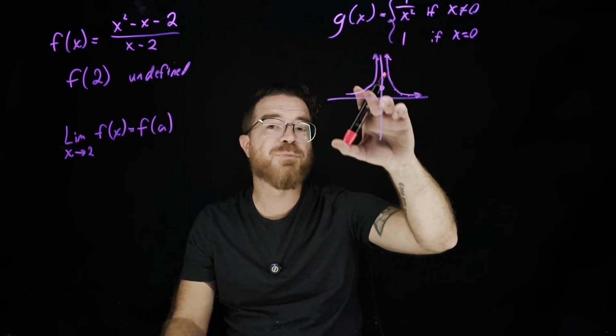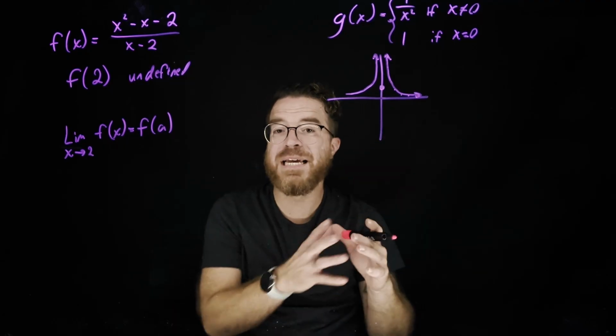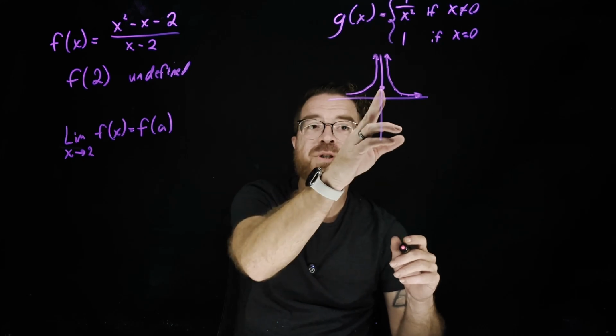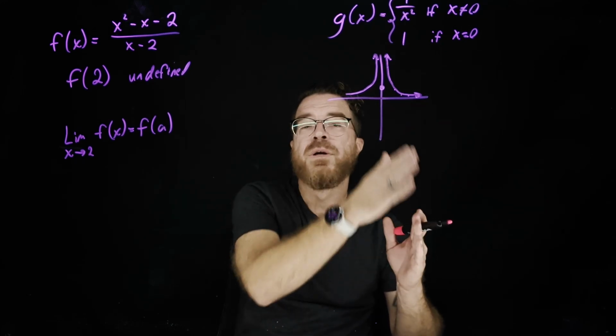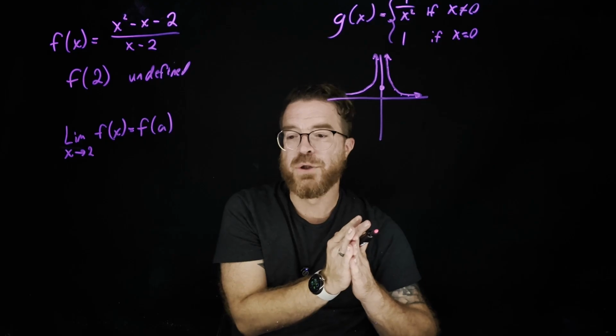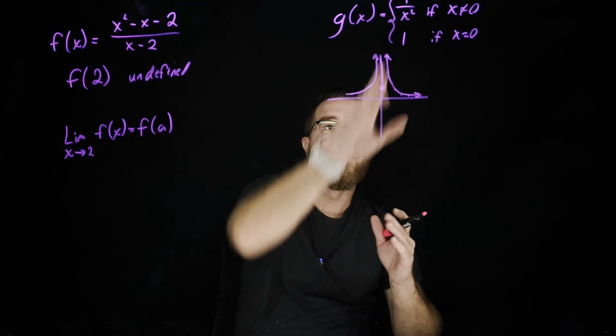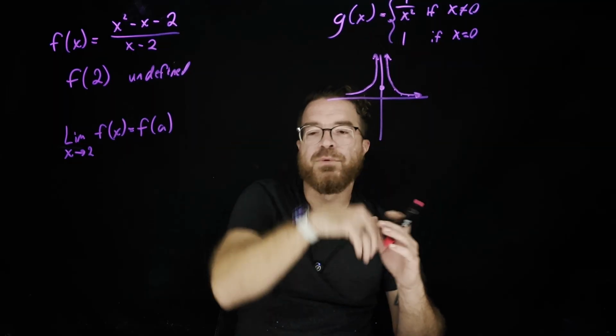We do have the point, which means that the domain is that I can plug in any x value, but my limit as I approach 0 does not equal what my function does at 0. So the limit as x approaches 0 on g of x is equal to this limit here, but it is not equal to g of 0.